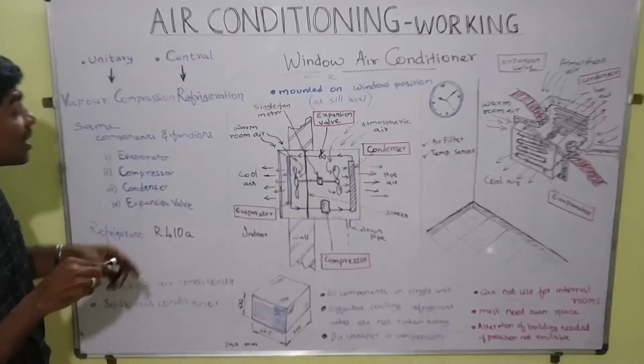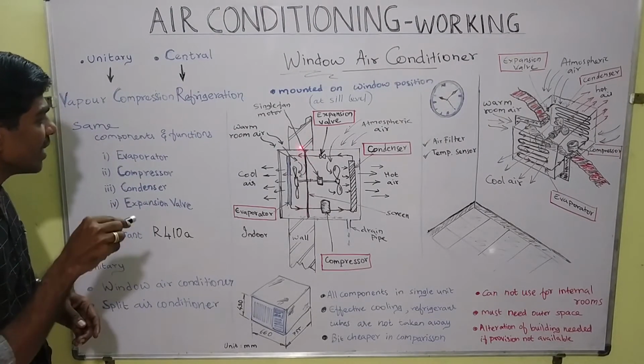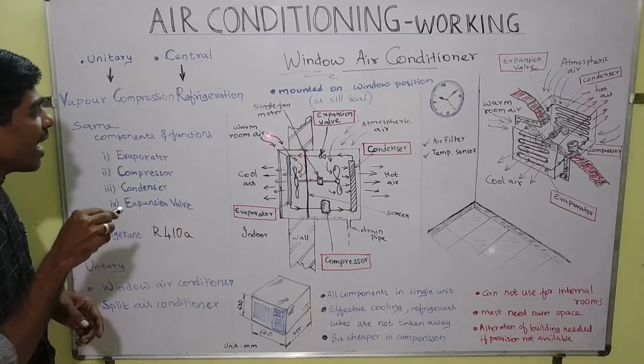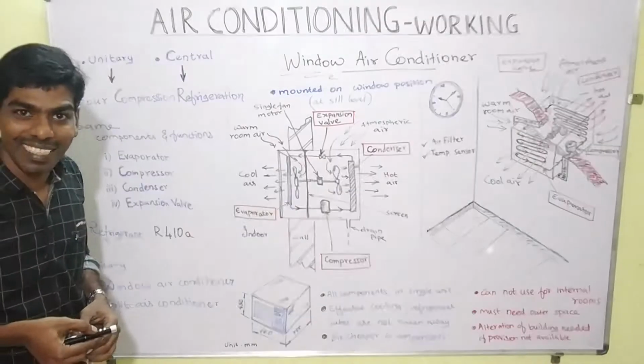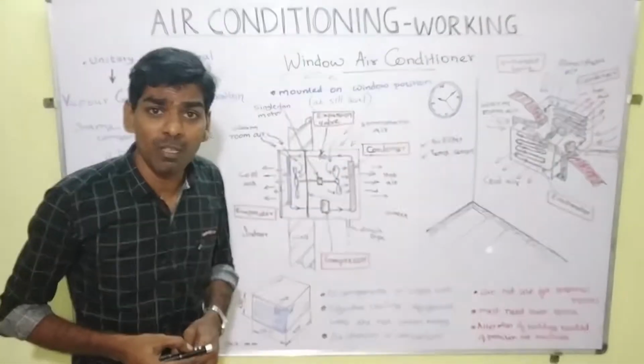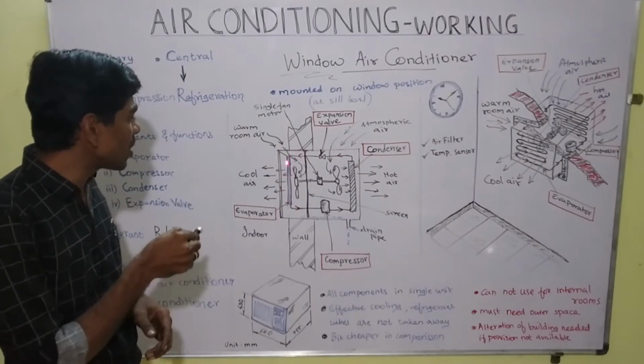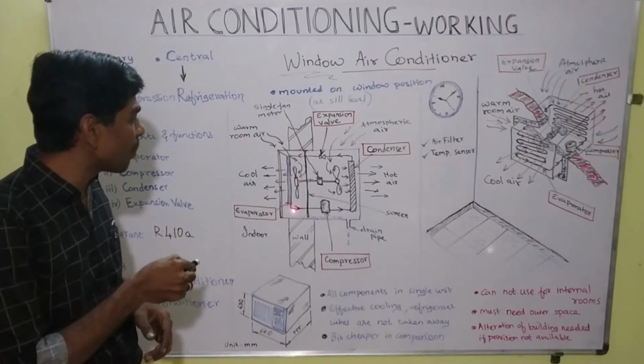This air does not go out. Here we have a screen. This screen prevents the air from going out, so it continues to go this way. Now we look at the refrigerant. What happened to the refrigerant? The refrigerant comes in as liquid, and in this process it takes heat and comes out as vapor refrigerant.